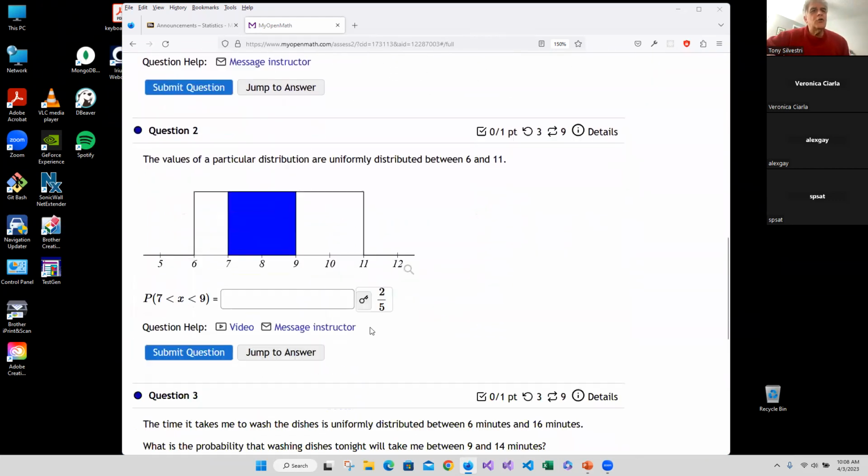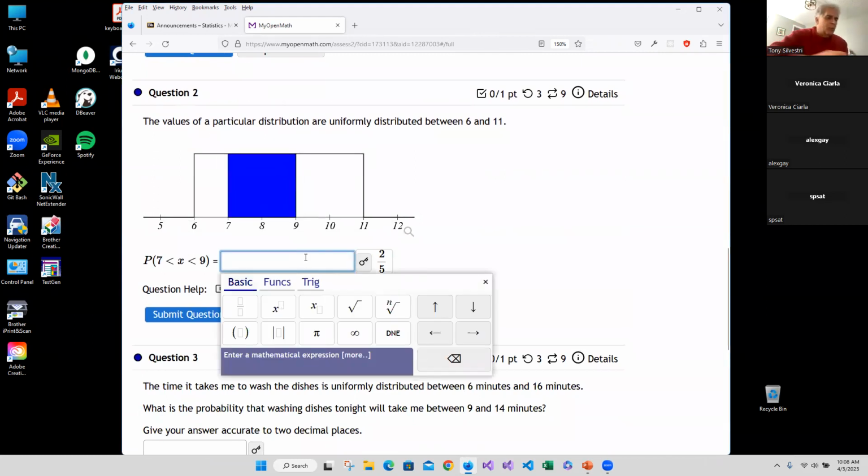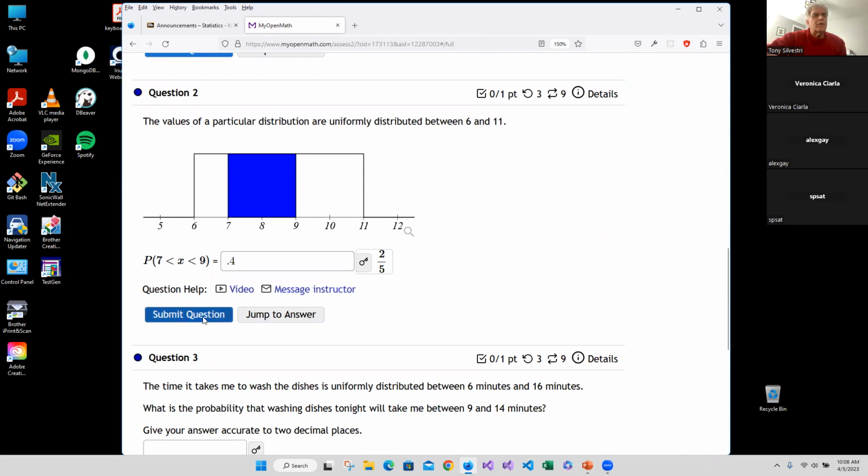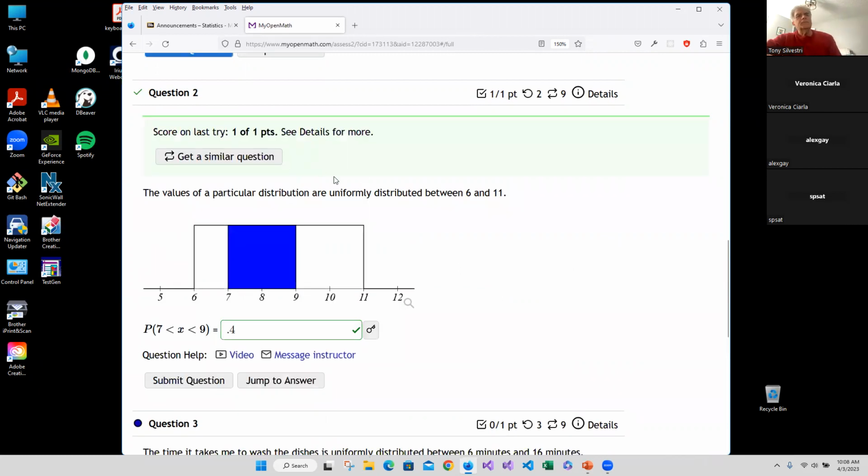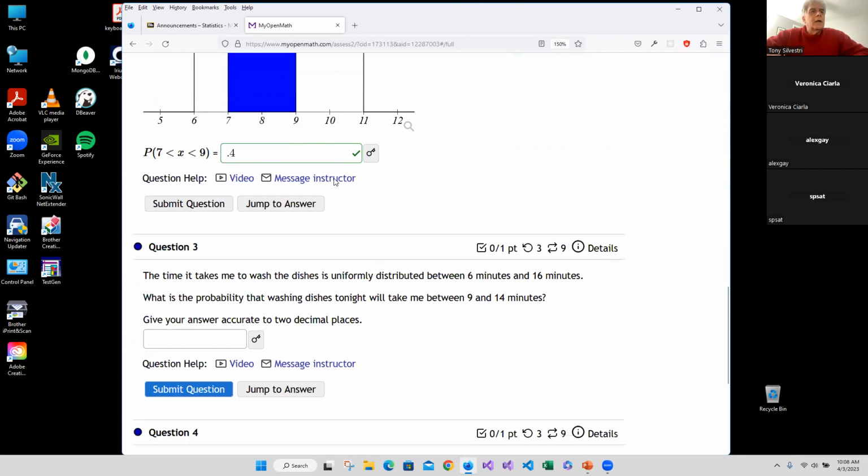So 2 out of 5. Let me see if I said 0.4, would it take that? Because 2 over 5 is 0.4. It took 0.4. All right, that's good. So that's the question.